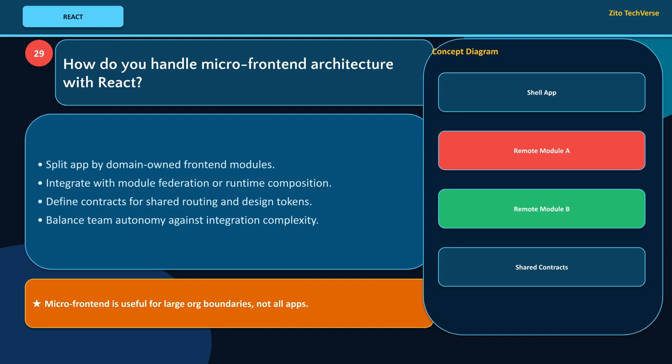Question 29. How do you handle micro front-end architecture with React? The strategy involves splitting your application by domain-owned modules, often using module federation or runtime composition. It requires well-defined contracts for shared routing and design systems, while balancing team autonomy against integration complexity.